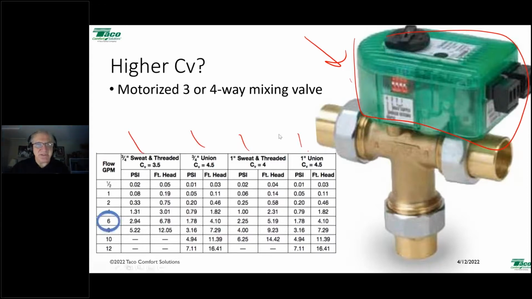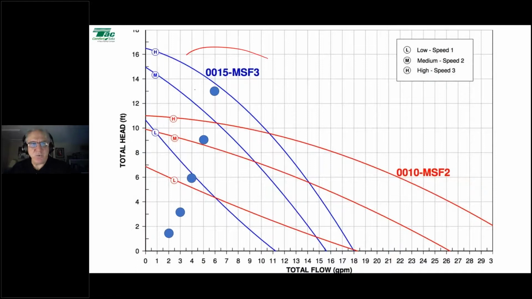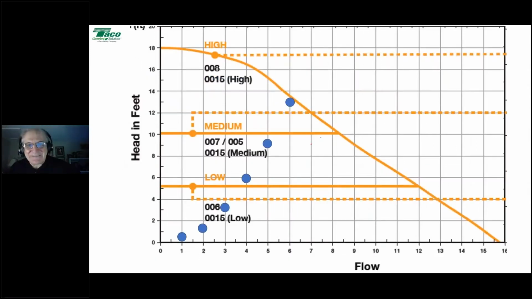Okay. So in this example, 6 gallons a minute, let's use the 1-inch union that has a CV of 4.5 compared to 3.8. Doesn't sound like a lot, but looky-loo, we've dropped that extra head loss down to just a shade over 4 feet of head instead of 5 3/4. Now we're just over 13 feet of head, and you can see we're well within the guidelines here. We're still good. We're going to be outside of that variable speed portion right here.